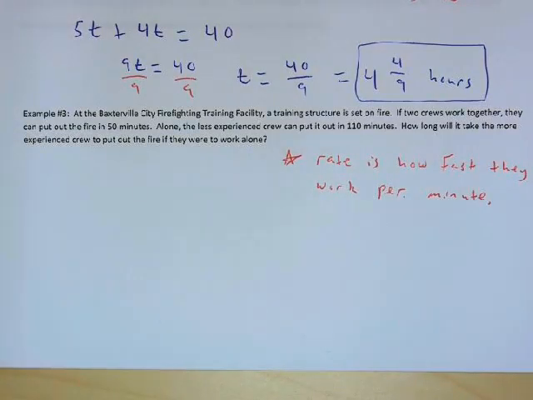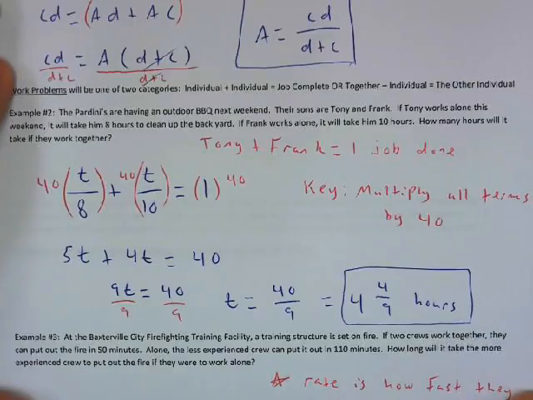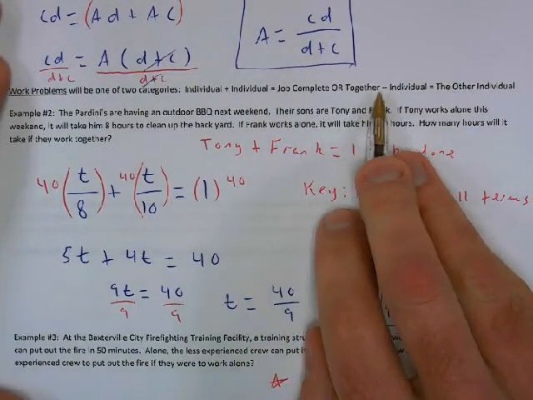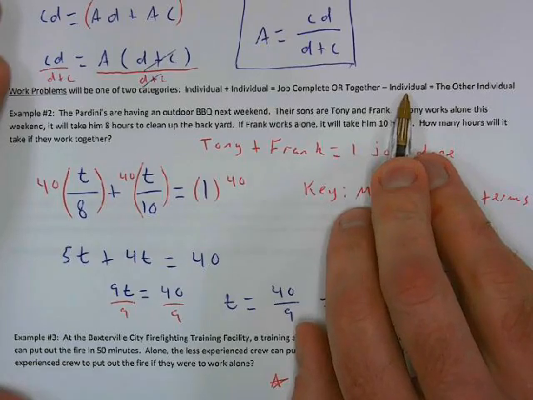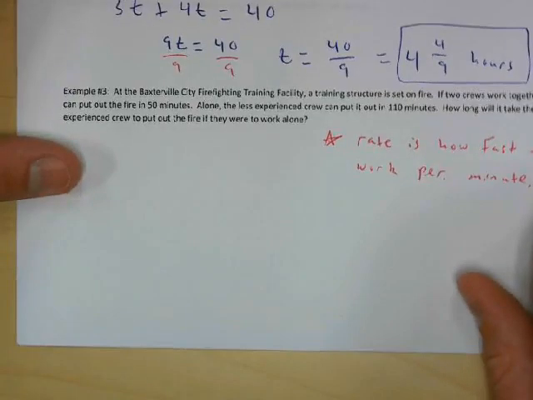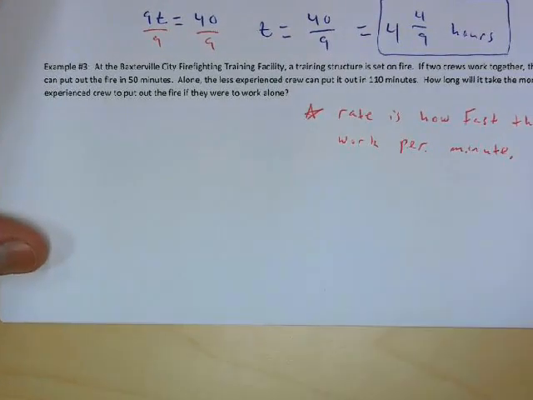This time it's the second type of work problem, where I know how long it takes them to do it together, and then I want to subtract how long it takes one of the groups to do it, and that's going to give me the time for how long it takes the other group to do it. So it's going to be like that problem. All right, so how do we set this one up?